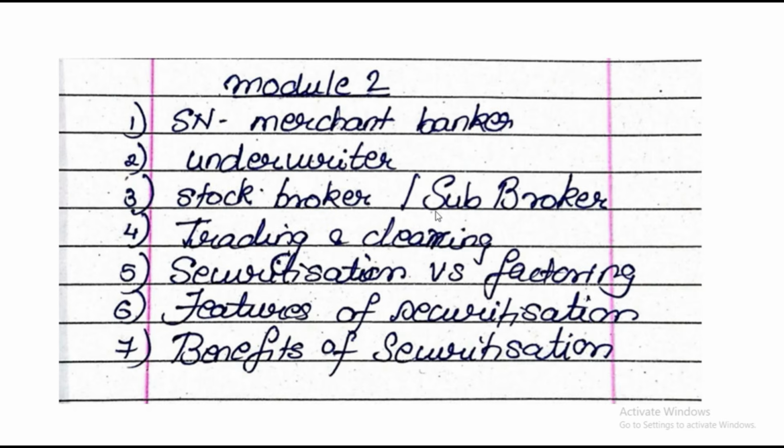Next is trading and clearinghouse. Next we have distinguish between securitization versus factoring. Question number 6 is based on features of securitization. And last one will be benefit of securitization. So these are the 7 very important topics from the second module.